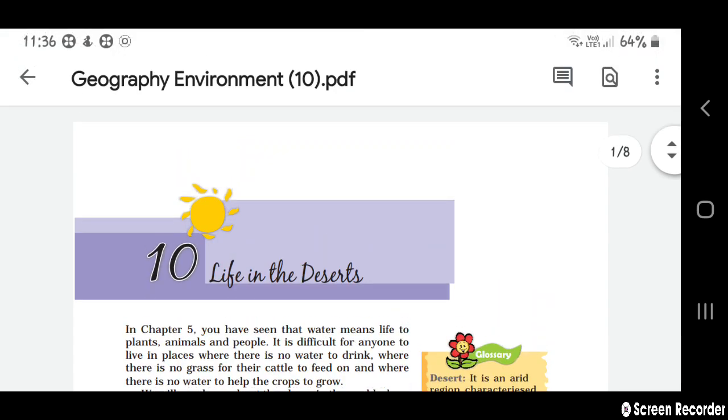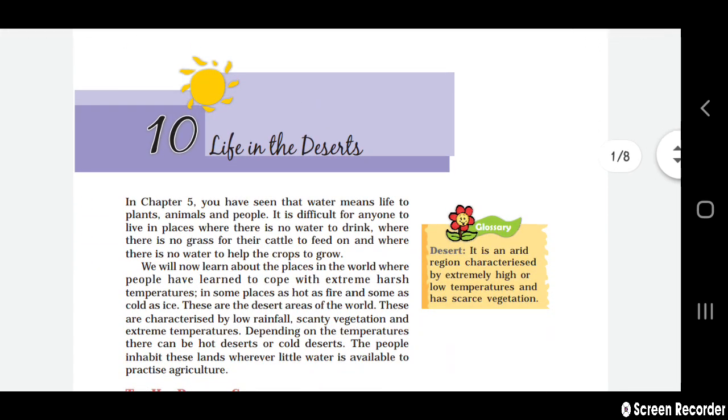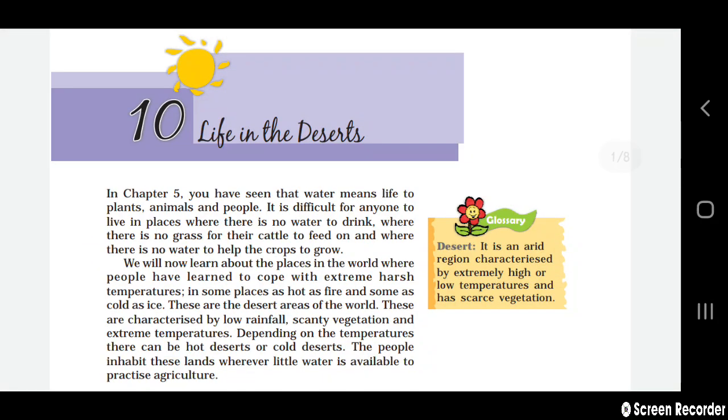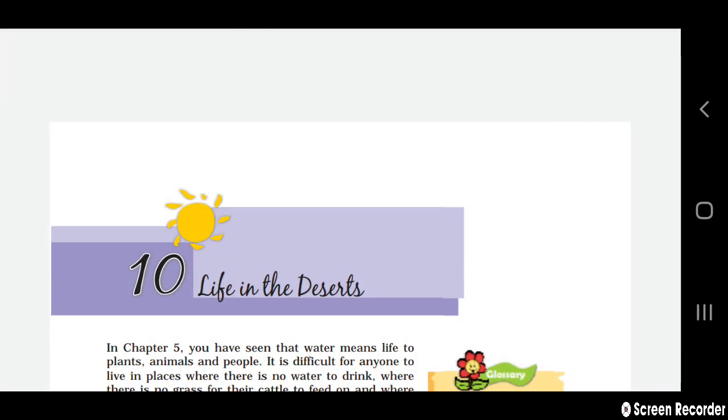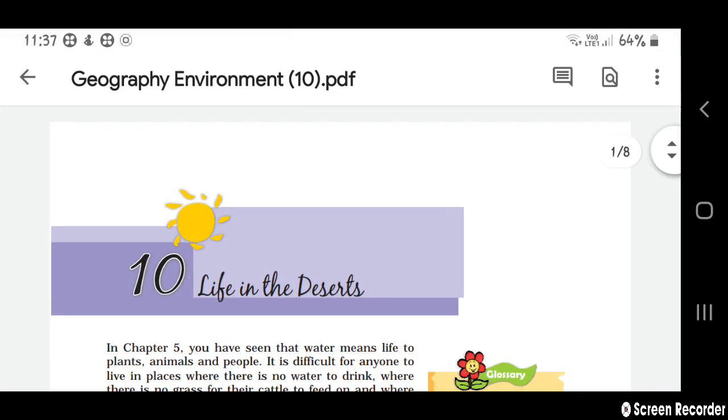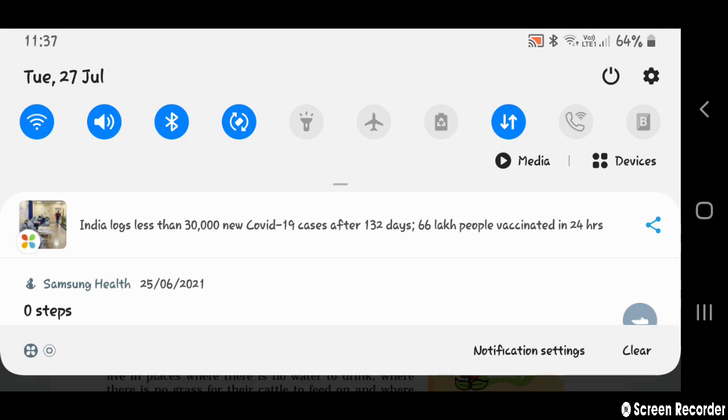So now we are going to learn about places in the world where people have learned to cope with extreme, harsh temperatures, and try to live with that temperature.